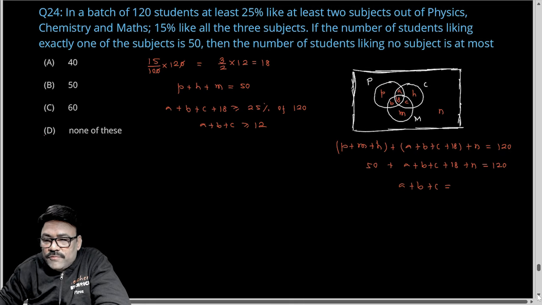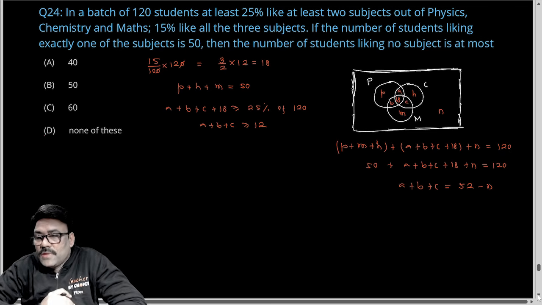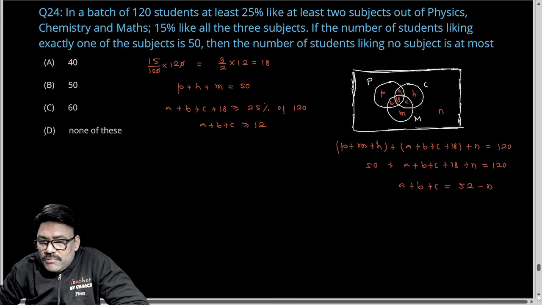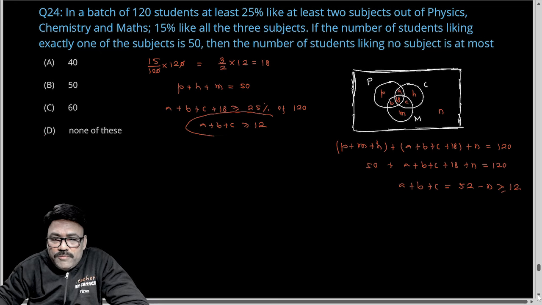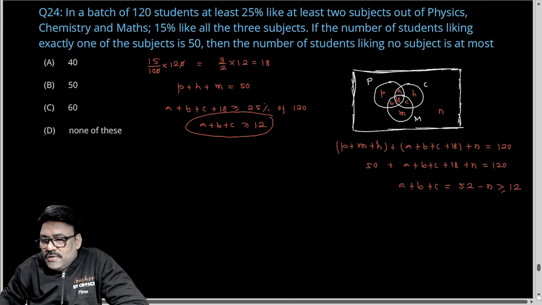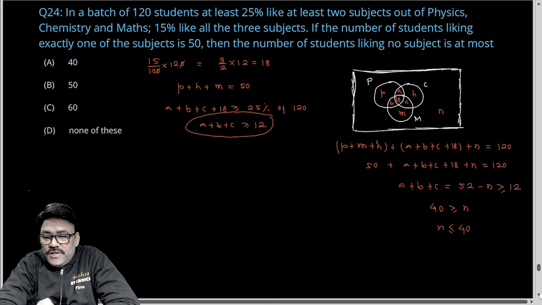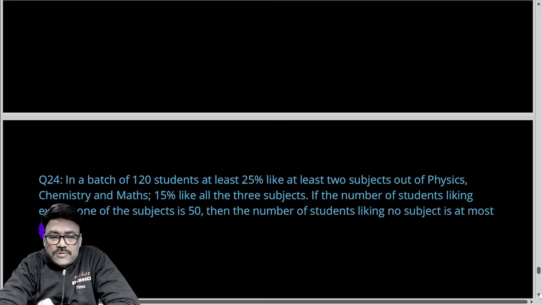70 minus 18 is what? 52. So 52 minus N. So you are getting A plus B plus C is 52 minus N, right? And it must be greater than or equal to 12. Here you have already written A plus B plus C is greater than or equal to 12. So this gives you 40 must be greater than or equal to N. So hence N will be at most 40. So the number of students liking no subject is at most 40 here. Means A option should be the correct option.